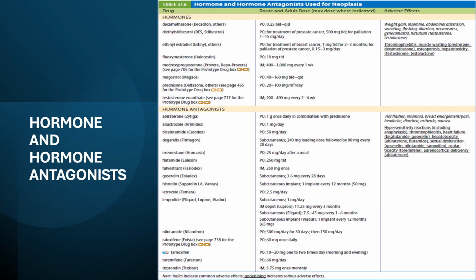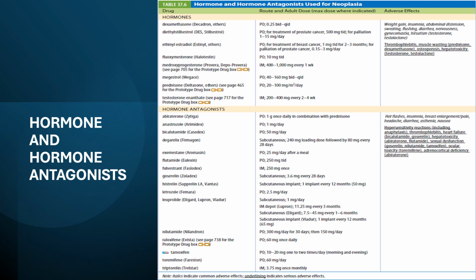Leuprolide and histrelin are similar to gonadotropin-releasing hormone and used for advanced prostate cancer when other therapies have failed. Approved for advanced prostate cancer, histrelin is an implant that is inserted subcutaneously in the inner aspect of the upper arm to release the hormone over 12 months.